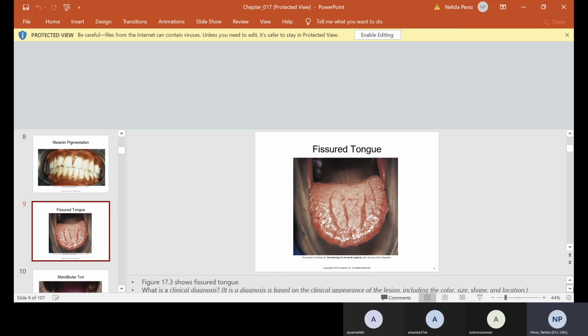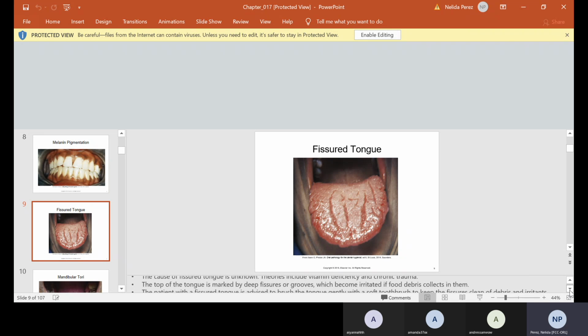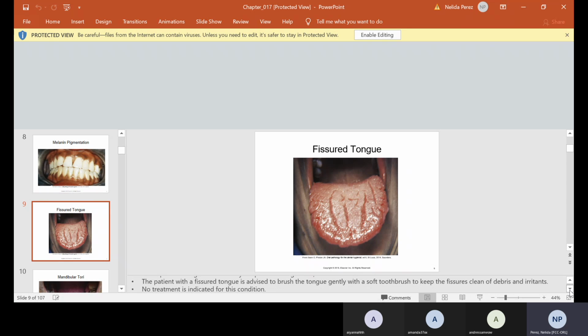Here's something that's called fissured tongue. Okay. So, everybody remember we talked about occlusal pits and fissures, and pits and fissures are grooves in the tooth. Well, some people have fissured tongue, which is grooves in the tongue. The theory is that this is a vitamin deficiency and or chronic trauma. The problem is that the top of the tongue is marked by deep fissures or grooves, and it can become irritated if food debris collects in them, like food gets stuck in it.